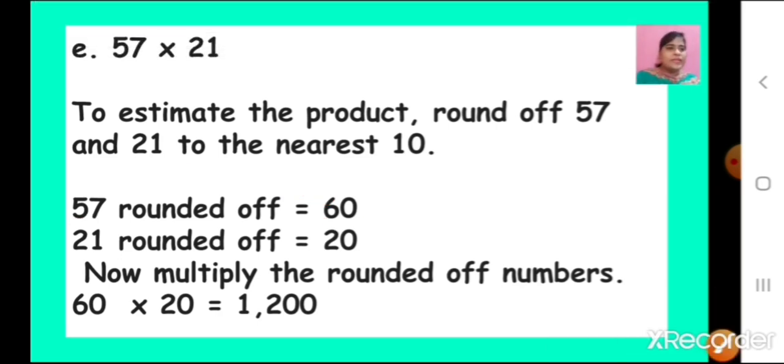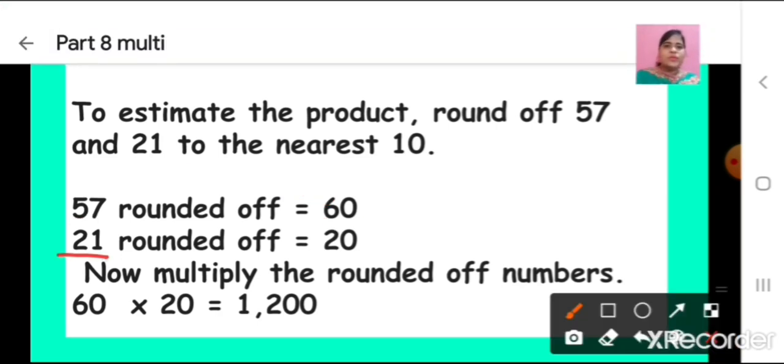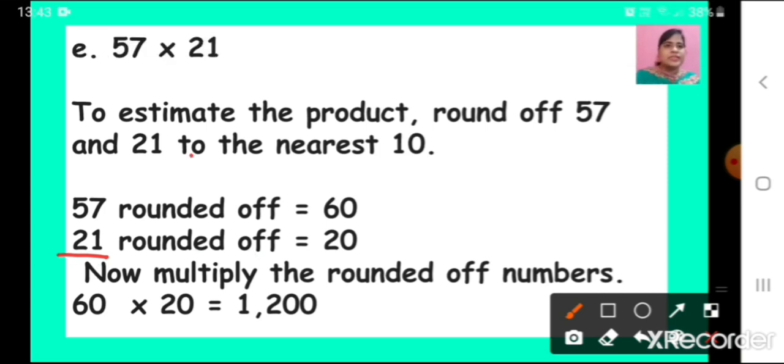Next is 21. 21 rounded off to nearest 10. Okay. What is rounded off to nearest 10? See, 1 will become 0 and the number in the tens place will not change. It will not change because the number at the ones place is less than 5. Correct? So it will not change. So it will become 2 only. So 21 rounded off will become 20.